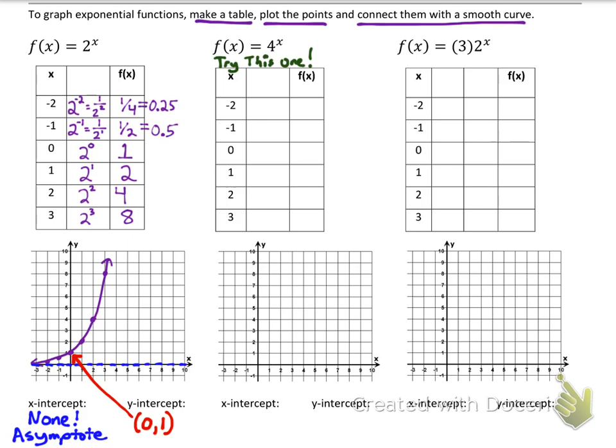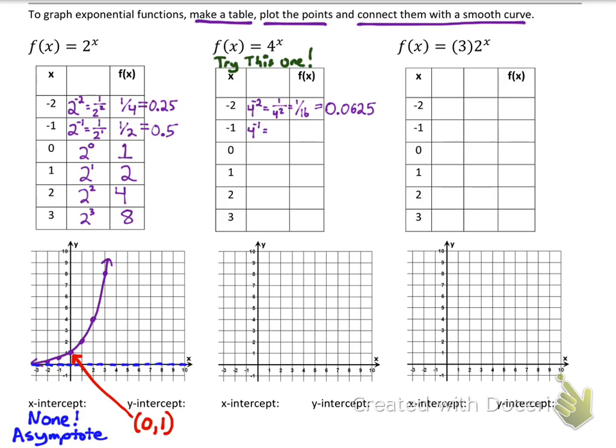Alright, I want you to try the next one on your own and answer these questions. Did you get it? Here we go. So 4 to the negative second power is 1 over 4 to the second, which is 1/16. If you're stuck on that, you could also type in 4 to the negative second in your calculator, and you would get a decimal 0.0625, which is perfectly fine for these purposes.